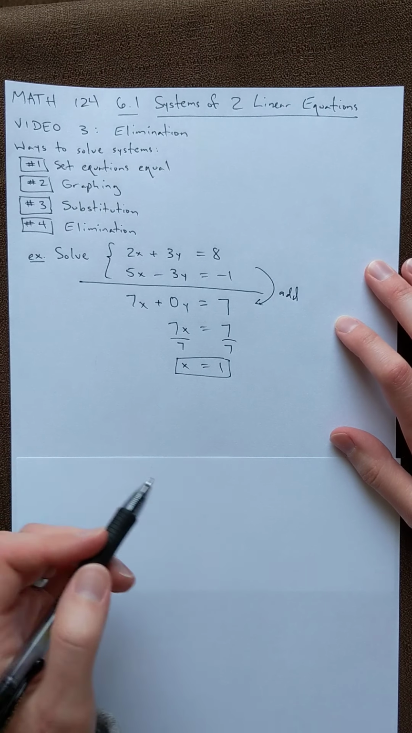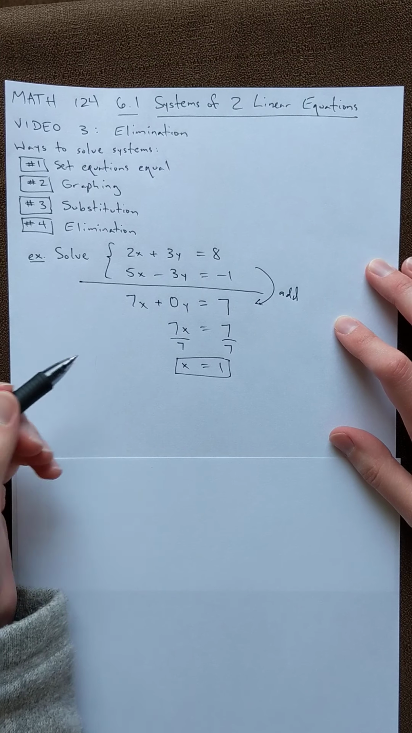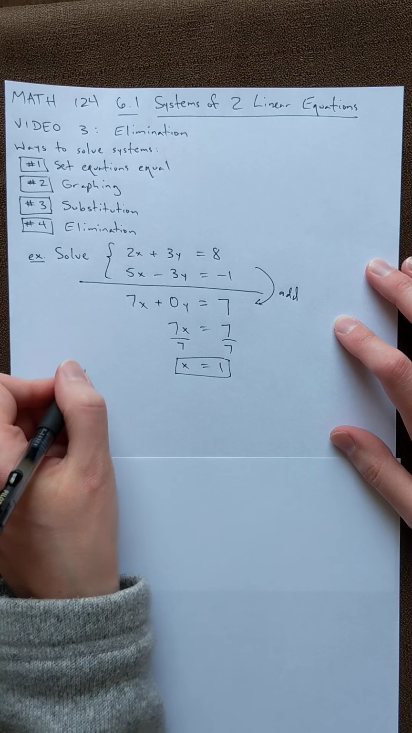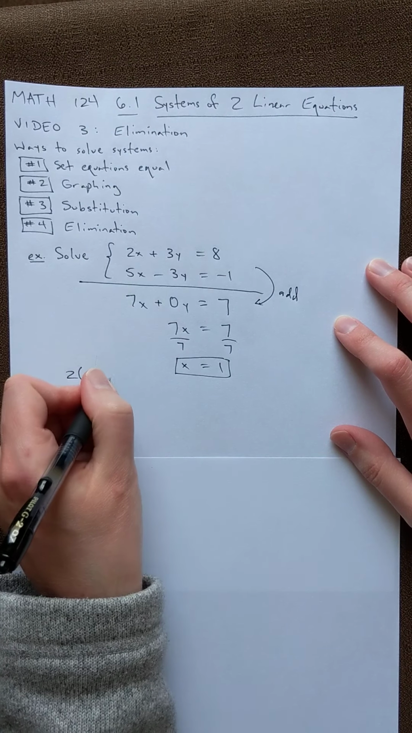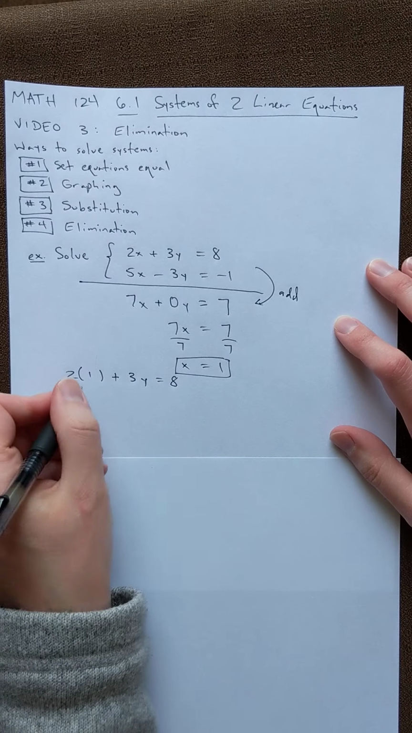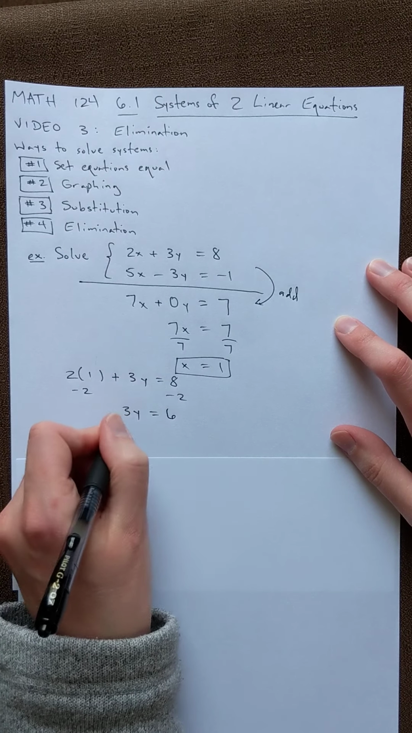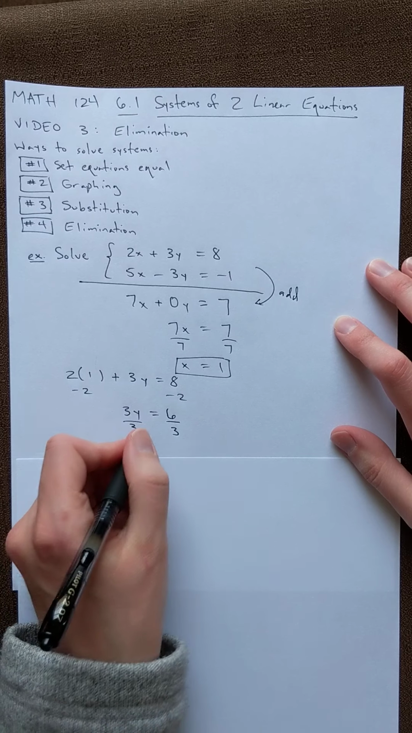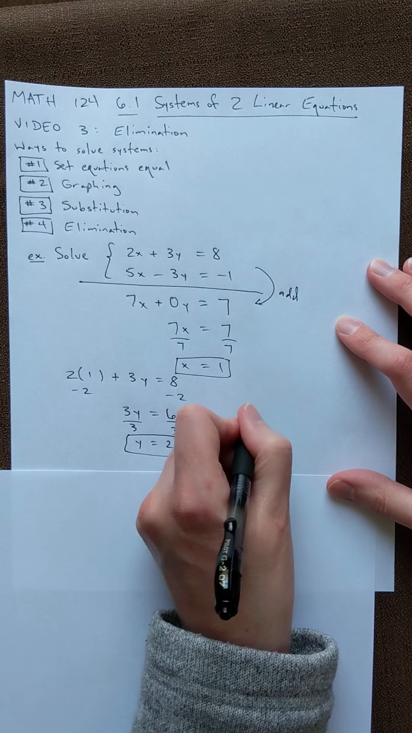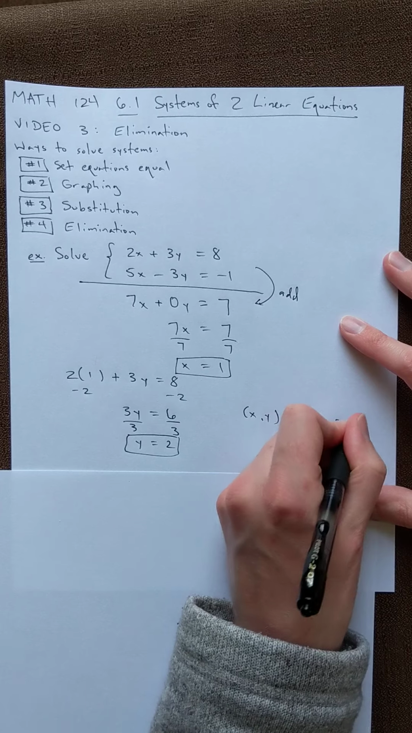So I still need to finish this problem. Now that I know x is 1, I should plug that into one of my other equations to figure out y. And it doesn't look like either one of these is going to be really easy to solve, so I'll just pick the top equation. 2 times x, which is 1, plus 3 times y is equal to 8. 2 times 1 is 2, and I'll just subtract 2 from both sides. So that tells me 3y is equal to 6. And dividing by 3 tells me y is equal to 2. So our solution is those two things in a box, or (x, y) is equal to (1, 2).